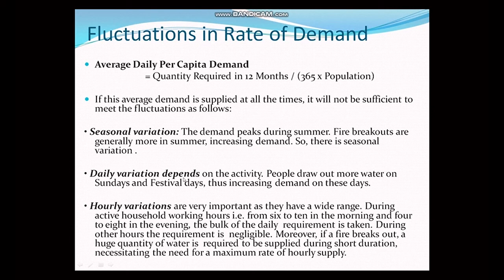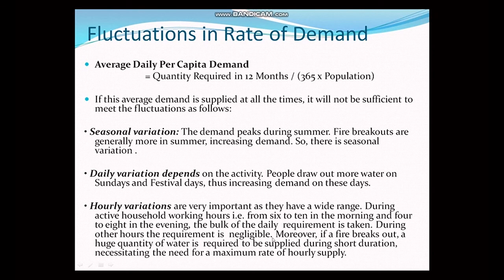Daily variation. It depends on the activity. People draw out more water on Sundays and festival days, thus increasing demand on these days. Hourly variations. These are very important as they have a wide range. During active household working hours, that is from 6 to 10 am in the morning and 4 to 8 pm in the evening, the bulk of the daily requirement is taken. During other hours, the requirement is negligible.